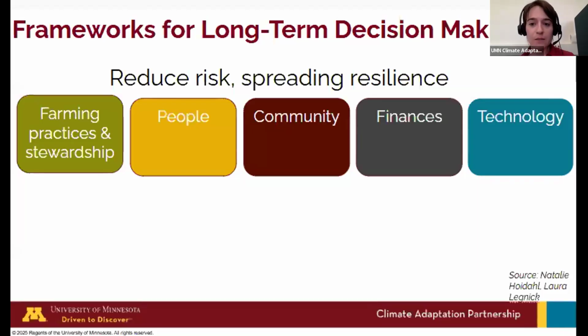We know that community is a big part of building resilience, just in terms of talking to your neighbors about your experience, bouncing ideas off of each other in terms of what can be done. There are ways to approach resilience in terms of your long term financial planning, in terms of goals that you want to move towards in the future. And then we know that technology can be a way to reduce risk and spread resilience as well through the use of precision agriculture technologies, for example, or increased irrigation.